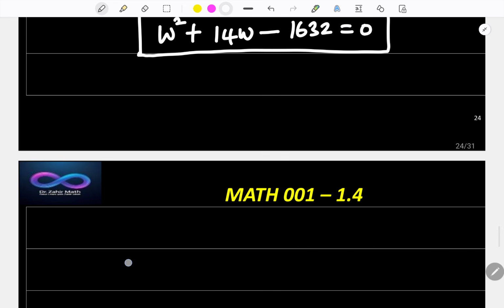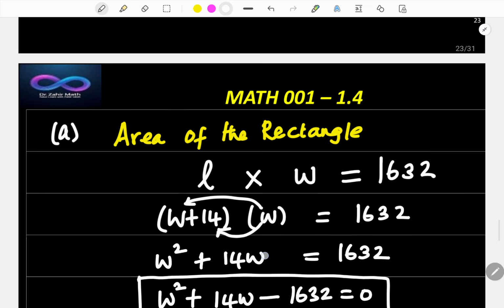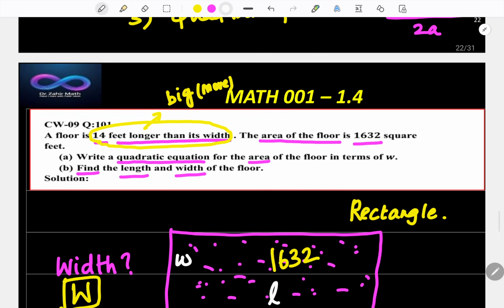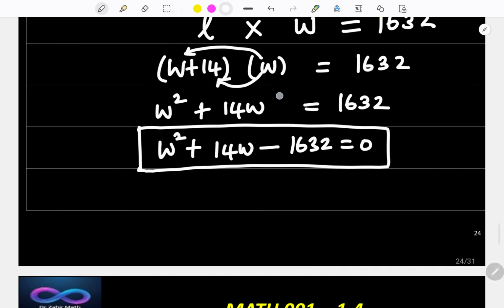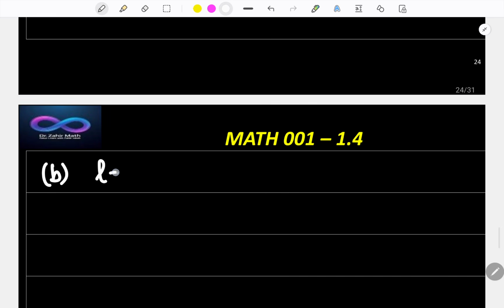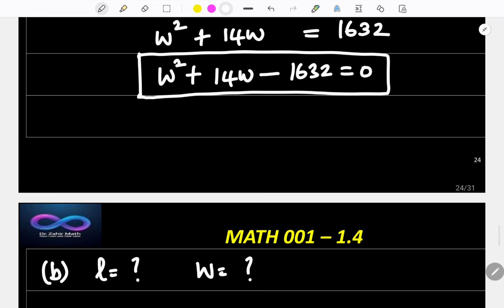Let's go to the B question. What is the B question? They are asking to find the length and width. So in the B question they are asking the length and the width. This is a quadratic equation, right? So please go to mode 5, because there is nothing mentioned. Use the quadratic formula, or the factors, or extracting square root, nothing mentioned.